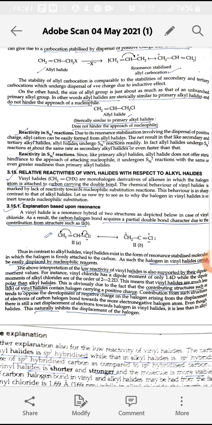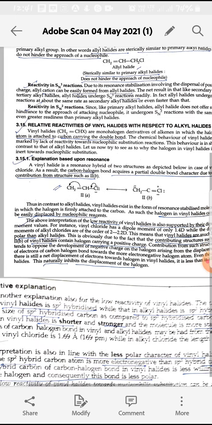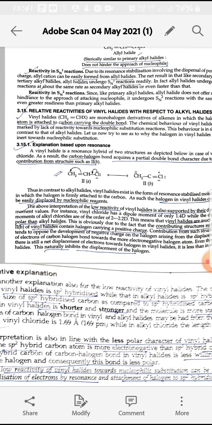That means in the second contributing structure, there will be difficulty in removal of Cl negative, that is the halogen that requires negative charge. There will be difficulty because there is a carbon-halogen double bond, and there is also positive charge on the halogen atom. So the displacement of electrons onto the more electronegative atom will be difficult, and this will inhibit the displacement of the halogen atom.